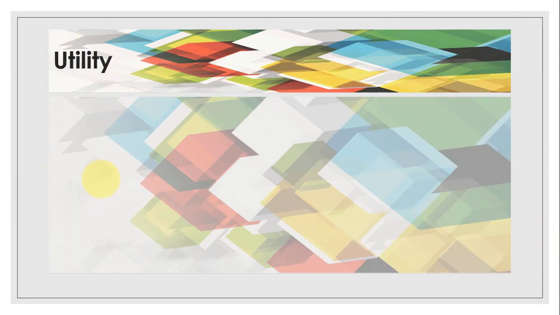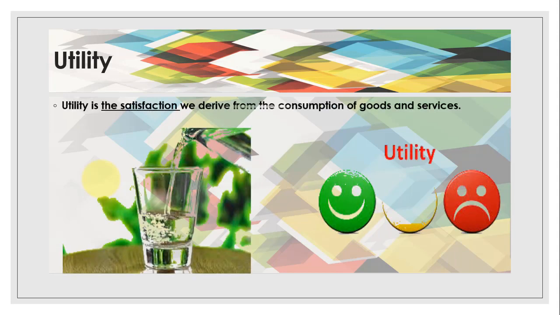Utility. Students, have you ever bothered why we consume or use up different kinds of goods and services? Obviously, we consume goods and services to fulfill our needs and wants. And whenever we consume or use up goods and services, what do we get? We get satisfaction. That satisfaction is called utility in economics. So you can see utility is the satisfaction we derive from the consumption of goods and services.